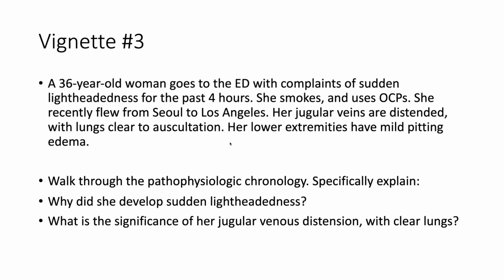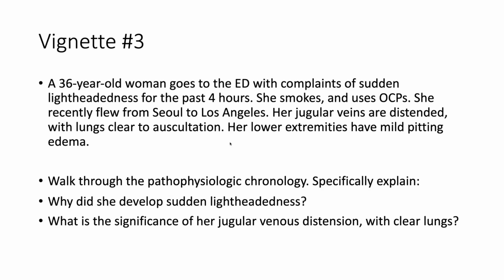A 36-year-old woman who was born healthy. They don't specify for how long she has been smoking or using the oral contraceptives, but let's say that she was born healthy. When she gets to a reproductive age and starts having sexual activity, she starts taking the oral contraceptives, and she probably starts smoking as well. She probably develops a DVT. Then she takes a flight.